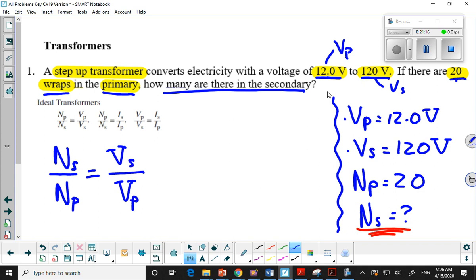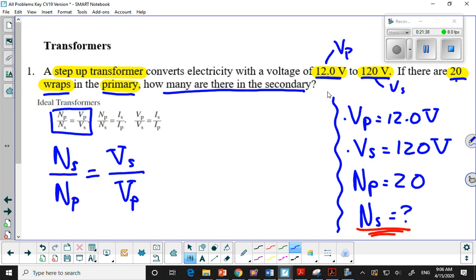Remember, when we get to current, that's going to be the opposite. It's P and P, S and S. So it's upside down from what we used here. But you can do that with an equation at any time. You can flip the whole thing upside down, provided that you flip both sides. So that's what we did for this equation.